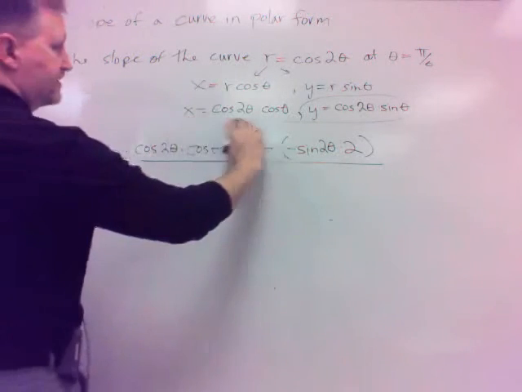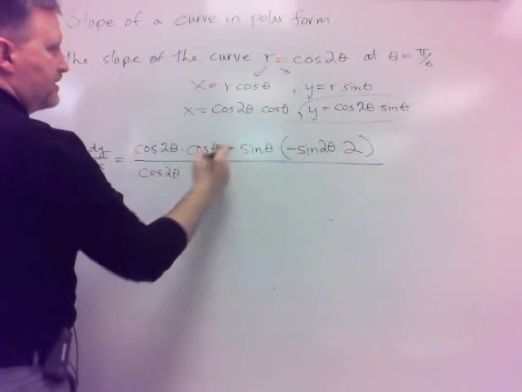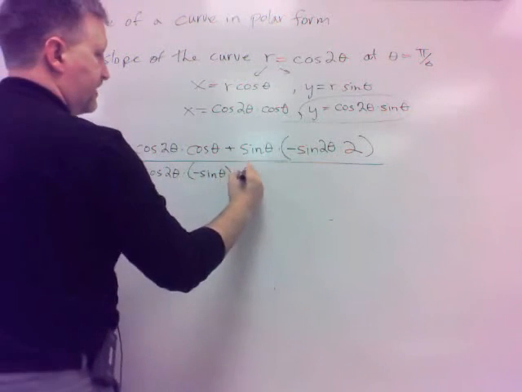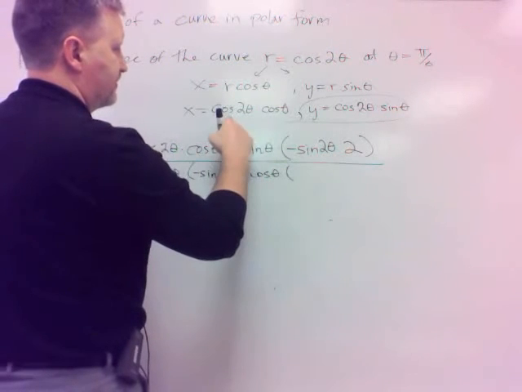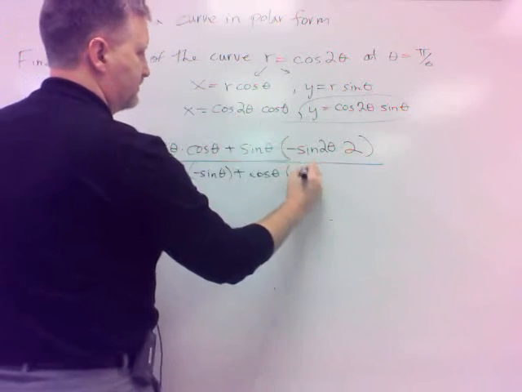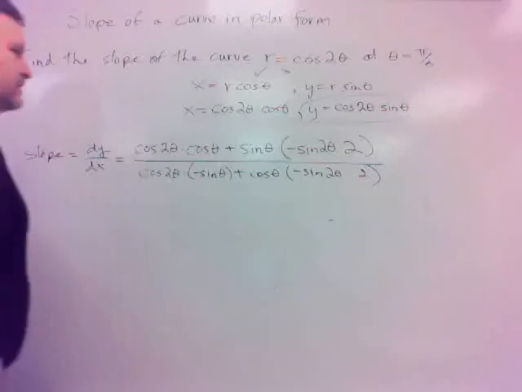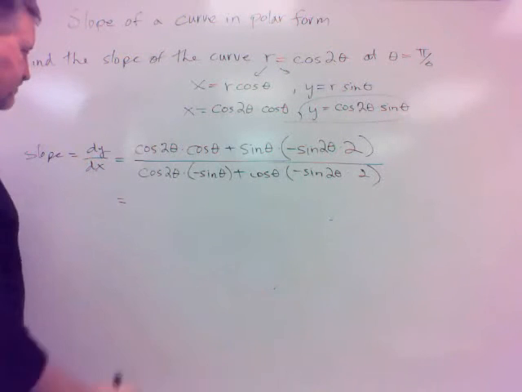Then the bottom is going to be the derivative of the x equation, so that would be cosine 2 theta times the derivative of cosine, which would be minus the sine of theta, plus the cosine of theta times the derivative of cosine of 2 theta, which is negative sine 2 theta times 2. Not much you can clean up there, I don't think.